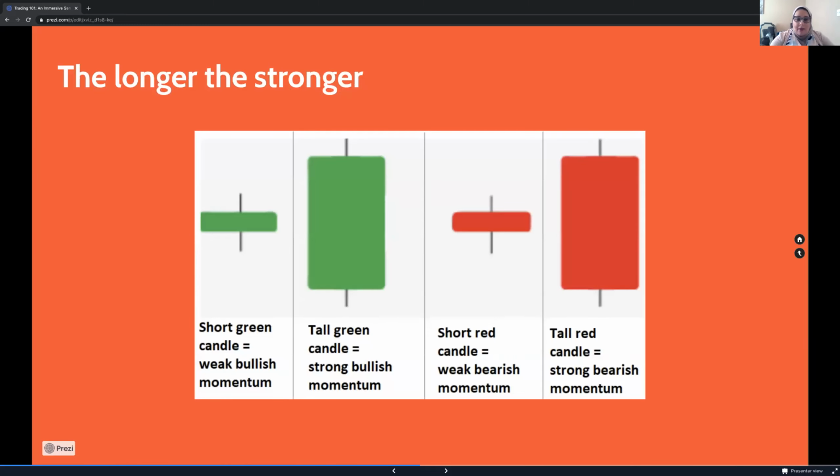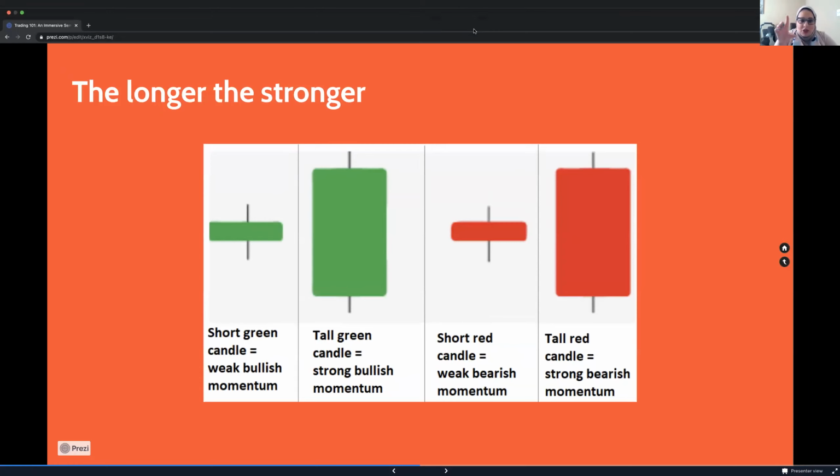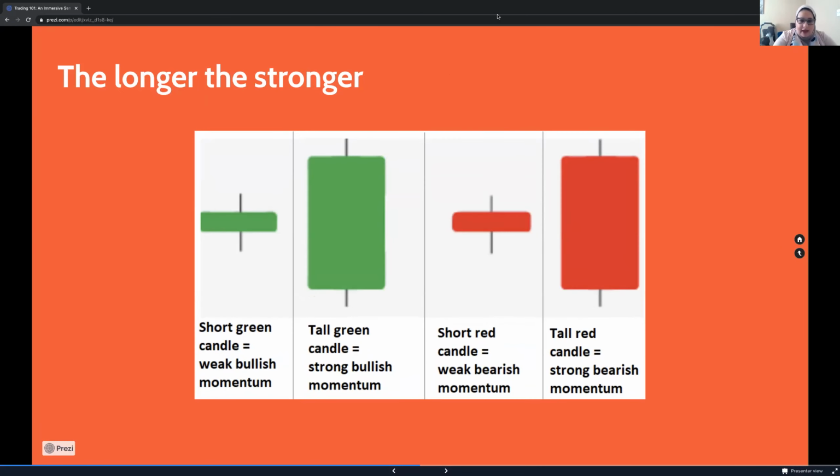Now I'm going to show you an example of what I mean. By the way, it sounded big: the longer, the stronger, the wider. I'm talking about candlesticks, and I'm talking about the chart. So we're going to show you examples of what it means. These are all examples of candlesticks: a short green and a tall green, a short red and a tall red.